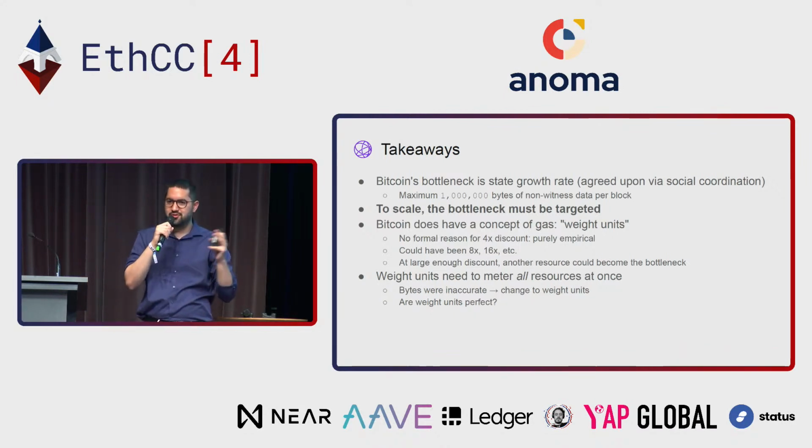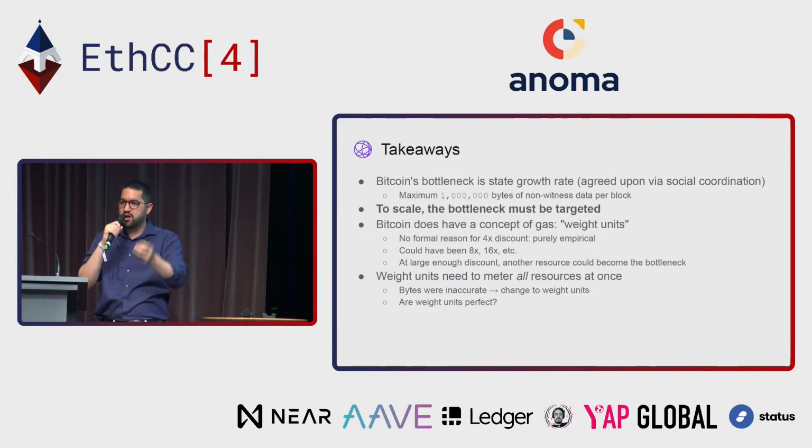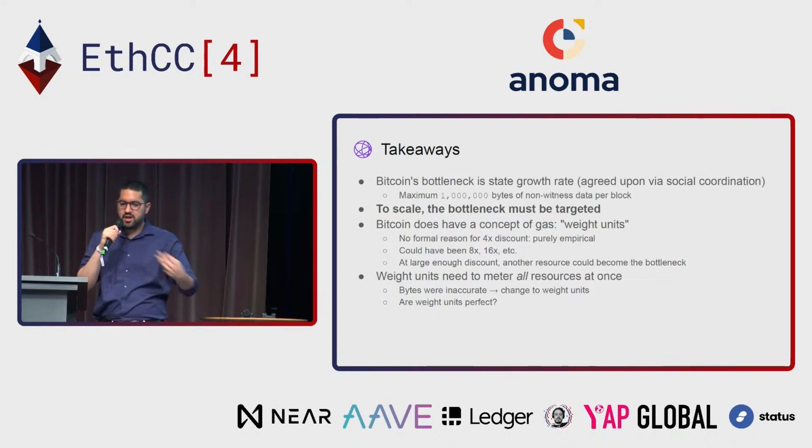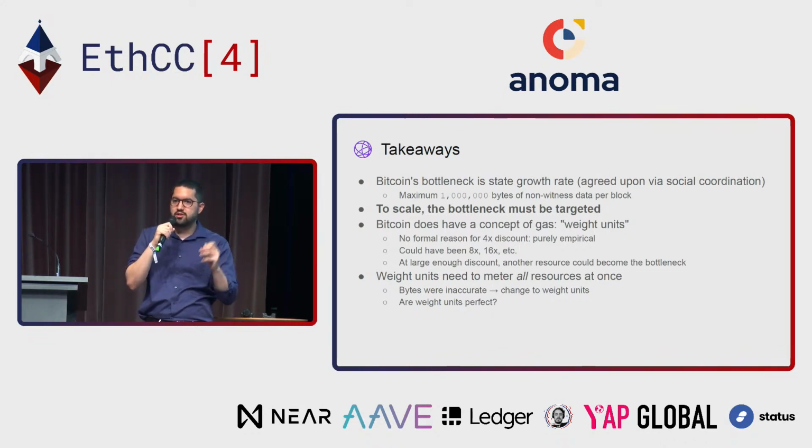And you don't want to increase the load on the bottleneck. You can increase the load elsewhere, but you don't want to increase the resource load on the bottleneck, because then you're hurting decentralization. You're making it more expensive to run a full node. We also note something interesting here: to scale, you have to target the bottleneck. You need to make resource consumption on the bottleneck more efficient. You have to reduce it in some way.